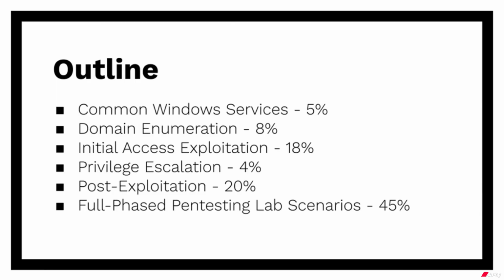In a quick outline of the course as we move forward, in order, we'll be covering common Windows services such as WinRM and SMB, domain enumeration with BloodHound and other tools, initial exploitation, and then privilege escalation and post-exploitation. And once those are complete, we'll go into the more exciting part of the full-phase pen testing scenarios.